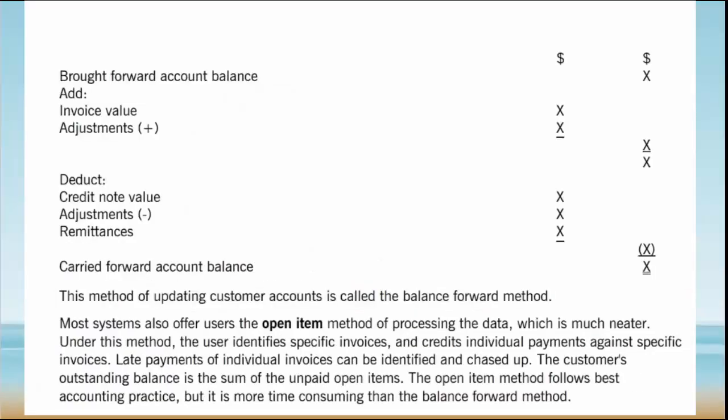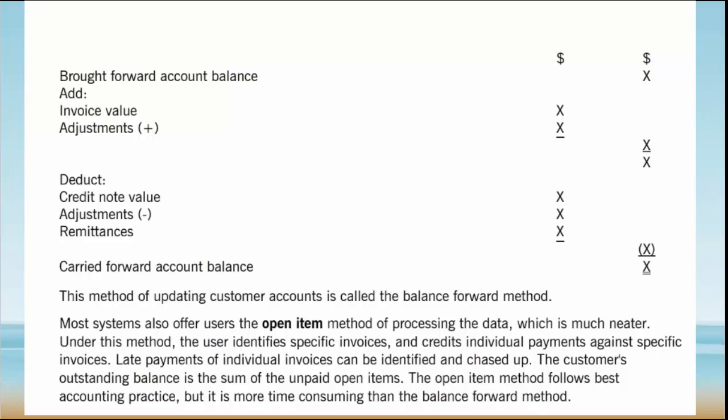balance. Every accounting period begins with a brought forward balance. This is the amount the customer owed from the previous period. For example, if at the end of January a customer owed $500, that $500 becomes the brought forward balance at the start of February. During the new period, transactions happen that either increase or decrease this balance.